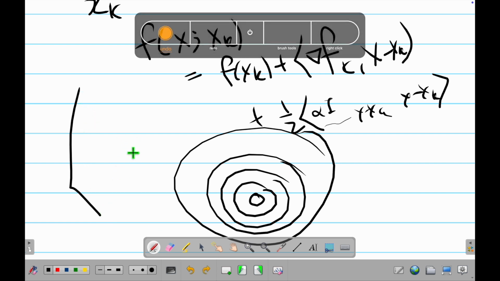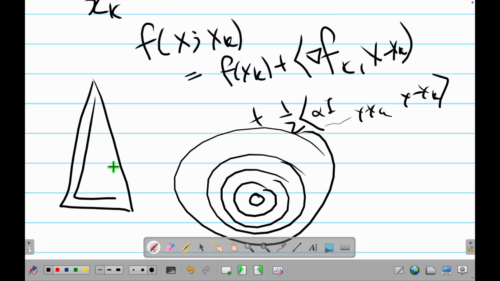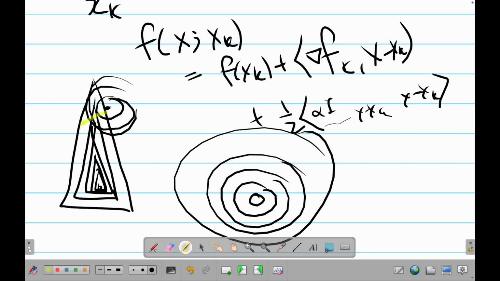Or let me draw better. Maybe the geometry is like this. Yeah, something like this. Then this is bad. This does not fit this. If you remember the argument, then gradient descent will be like this. It never goes to here. Very slow.